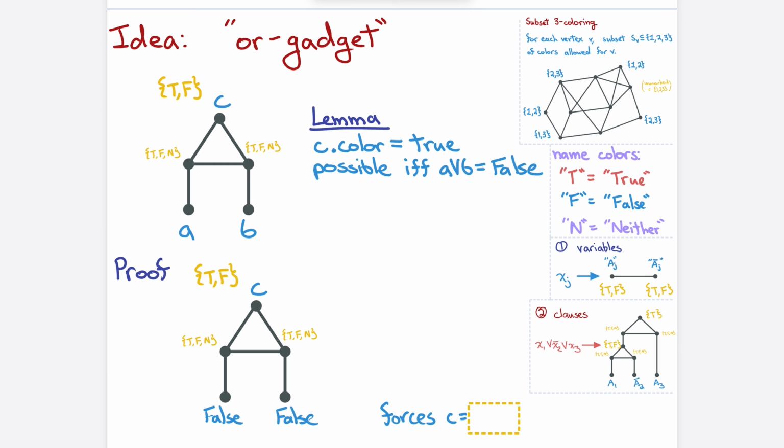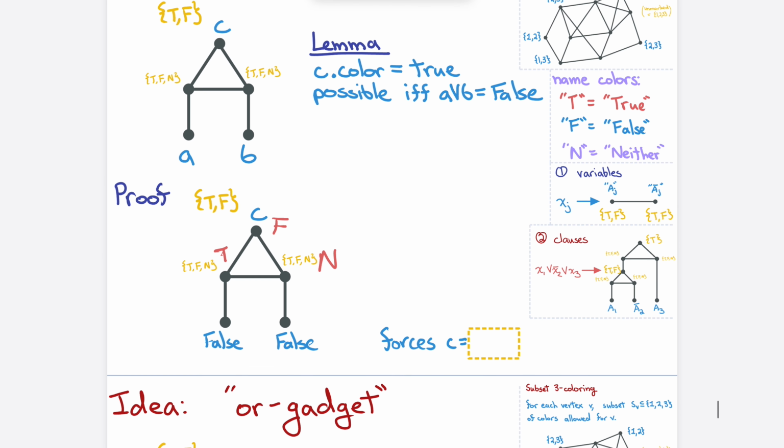In the symmetric case, you can pick either one. Maybe I'll put false here, true here, and neither here. But because you have the true here, you can't set C to be true. You have to set it to be false. But if this was true and false or something like this, then you could have put a false here and a neither, and then you could have gotten your truth on top. So this gadget is doing exactly what we want.